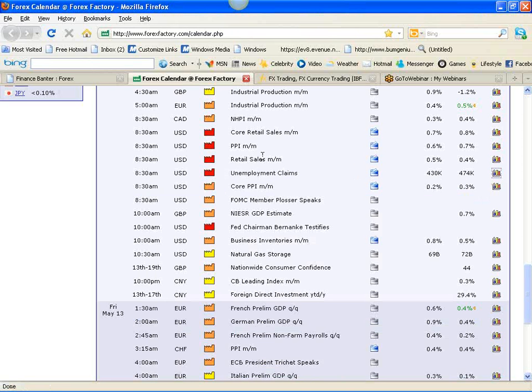Also, tomorrow we get retail sales, a ton of data coming in. Look at all this data coming in at 8:30 a.m. Eastern. Producer price index, retail sales, unemployment claims, and then an hour and a half later, Fed Chairman Bernanke speaks. So a ton of data, which is great for us as traders because it means there could be a lot of good movement and a lot of good opportunity that we can react to.